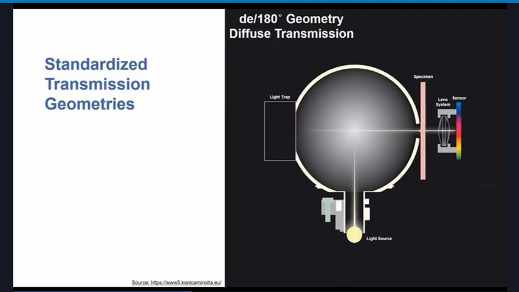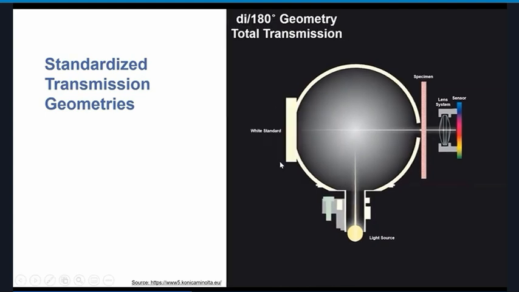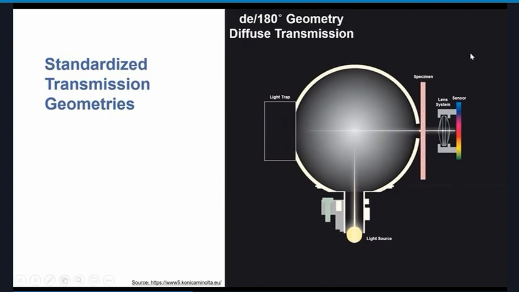The DE-180 is very similar, except instead of having our white standard at this port, we'll have a light trap. So this time, the light that would be normal to the surface and within a certain angle, so the specular component or the regular component of the illumination, will be excluded from the transmission measurement.